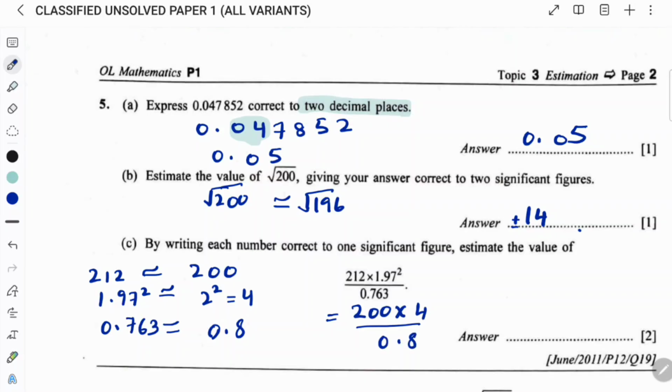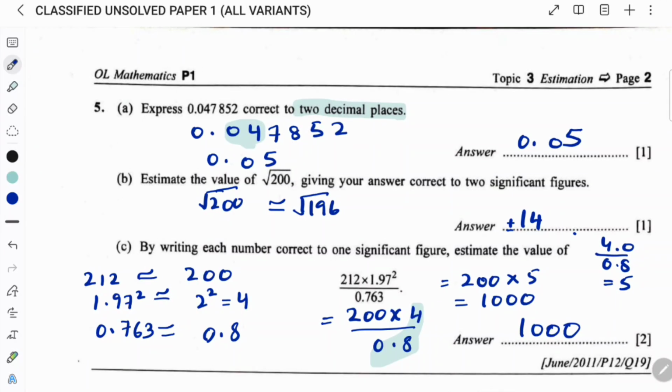You have already shown all the working here at one side. Okay, so 4 divided by 0.8 is actually 40 divided by 8. So 40 divided by 8 is equal to 5, since 8 times 5 is 40. So we are replacing 4 divided by 0.8 as 5, which is 200 times 5. 5 times 2 is 10, and then 2 more zeros for 200. So 1000 is the answer for this question. Alright, so 1000 is the answer.